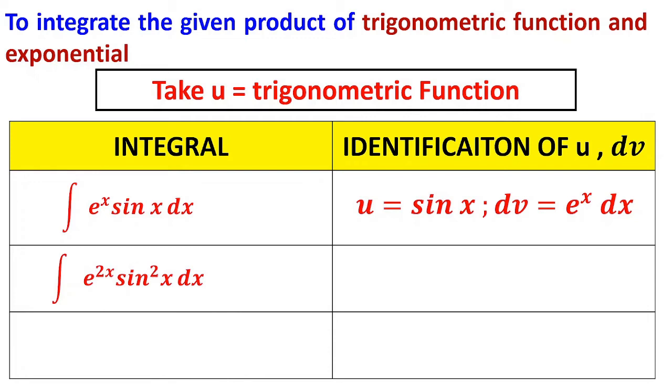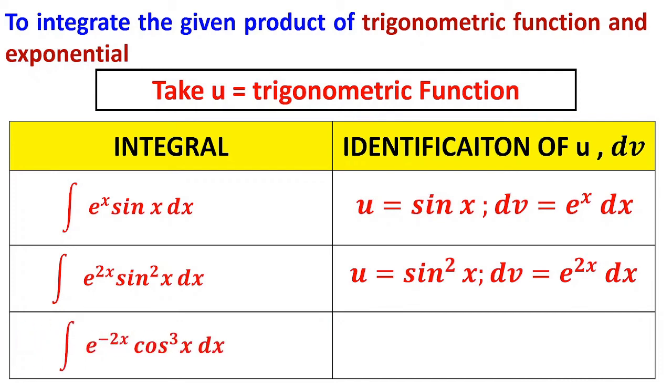Here, which is the trigonometric function? Sin square x. Take u as sin square x, dv as e power 2x dx. Here, the trigonometric function is cos cube x. Take it as u and the remaining as dv. Whenever you have the combination of trigonometric function and exponential function, you have to take u as the trigonometric function, and the exponential function and dx will be dv.